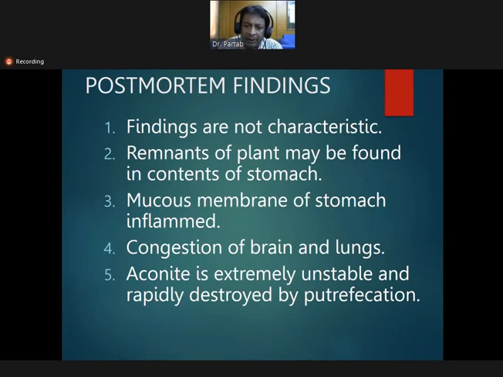Aconite is extremely unstable and rapidly destroyed by putrefaction. So, as putrefaction sets in on the dead body, it is also destroyed and not found in the dead body, as arsenic is found. So these are all the merits of the poison to be used as a homicidal. Aconite is extremely unstable and rapidly destroyed by putrefaction. Putrefaction is the destruction of the dead body by bacteria.